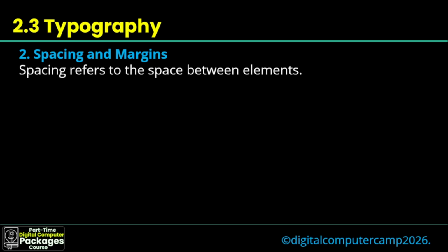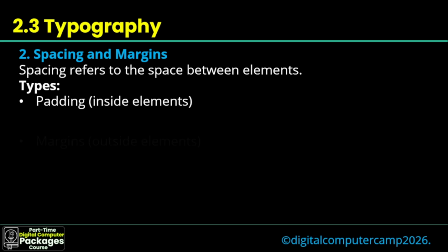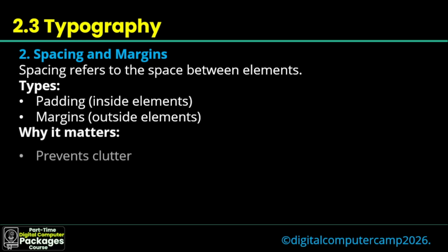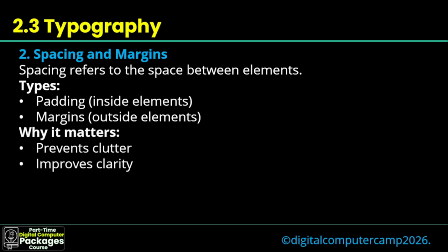Spacing refers to the space between elements. In types of space, we have two types of spacing: margin and padding. Padding most of the time is the inside space of the element. Then we have margin, which is the outside space of the element. Why it matters: it prevents clutter and improves clarity.